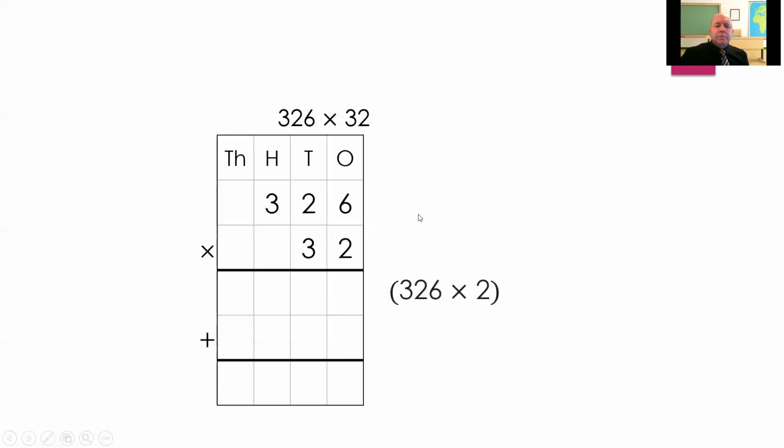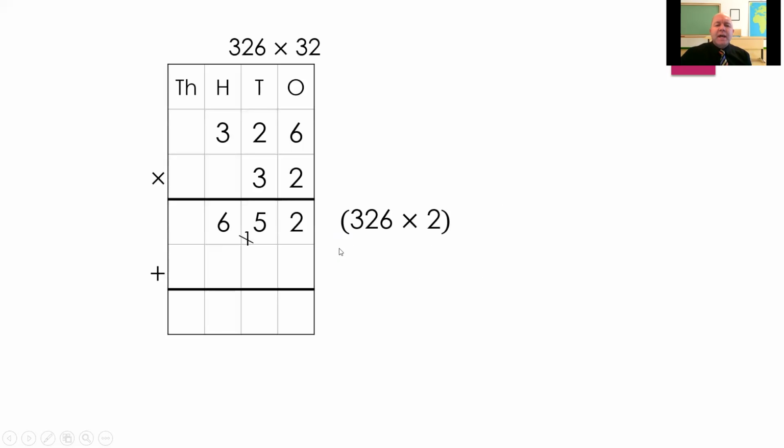Okay, so we're going to start by doing 2 lots of 326. 6 lots of 2 is 12, so our 2 goes into the ones, and the 10 moves into the tens column as an exchange. Then we're going to do 2 lots of 2. 2 lots of 2 tens is 4, plus the 1 that's here is 5. And finally, 2 lots of the 300s is 600. Okay, so 2 lots of 326 is 652.